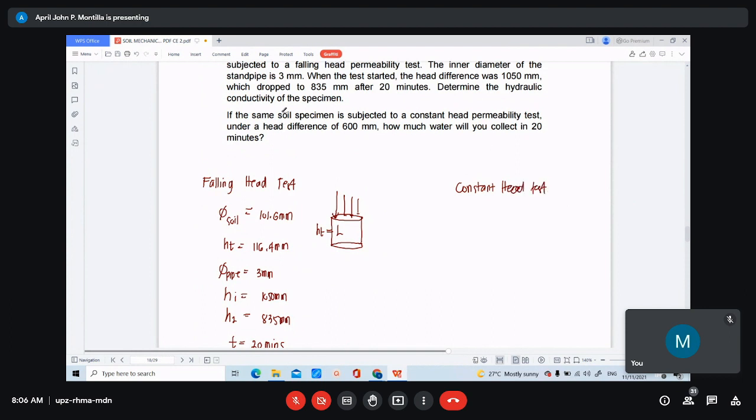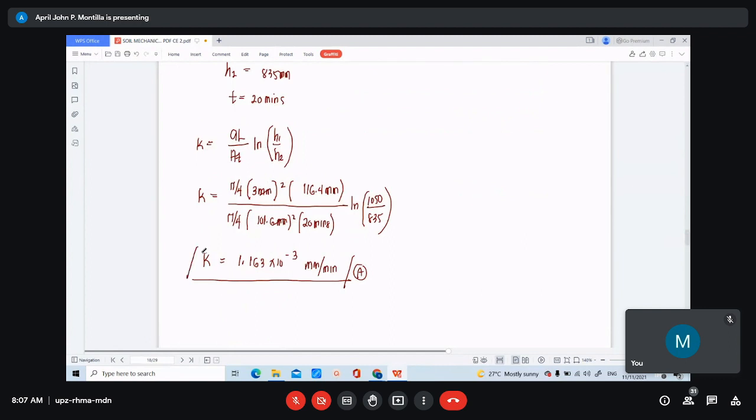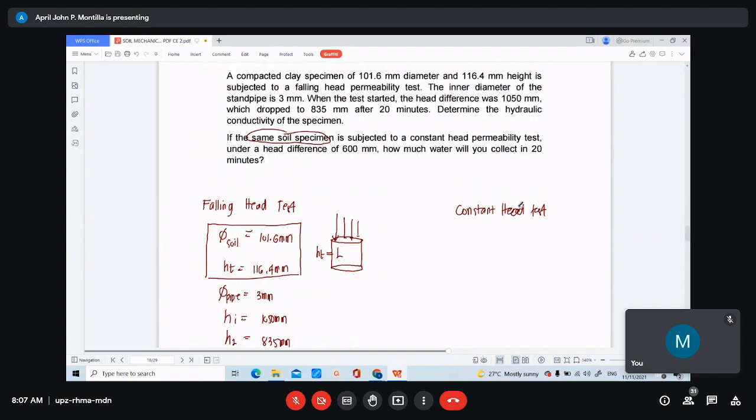So, sabi doon, the same soil specimen is subjected to that constant head test. Ibig sabihin, kung ano yung parameter ng soil dito, yung diameter tsaka height, yun din mismo yung gagamitin natin kay constant head test. Kasi nga, the same soil sample. And, kung ano yung hydraulic conductivity ng soil specimen na yan, yun din gagamitin natin na value for hydraulic conductivity in this constant head test. Siyempre, hindi magbabago yung hydraulic conductivity kasi nga the same soil. Iba lang yung test. No? Kahit na magkaibang test yung gamitin nyo, the same hydraulic conductivity value yung mako-compute.